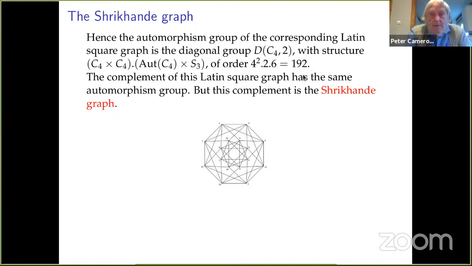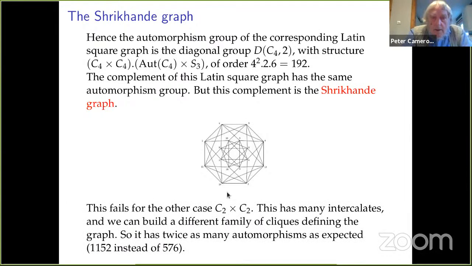The complement of that Latin square graph is a well-known famous graph. It's the Shrikhande graph. Now, right back at the beginning of the workshop, Vijay asked for an explanation. This is not a simple explanation, I grant you, but it is an explanation of why the Shrikhande graph has exactly 192 automorphisms. A graph and its complement have the same automorphism group, and the complement is the Latin square graph, and we saw that you can uniquely reconstruct the diagonal structure. Its automorphism group is the diagonal group. It fails for the other case, because the other case has many more intercalates, and you can actually build the semilattice out of the cliques corresponding to intercalates. And so you get twice as many automorphisms as you expect.